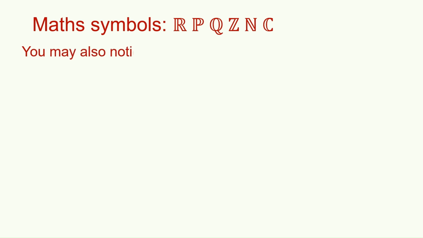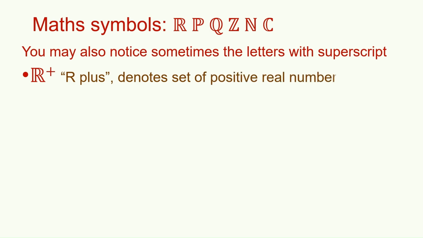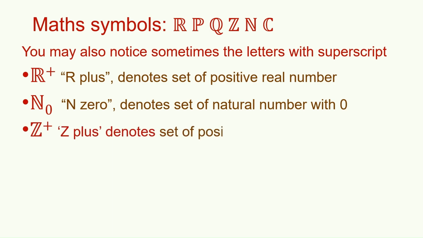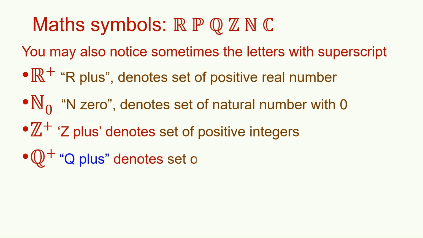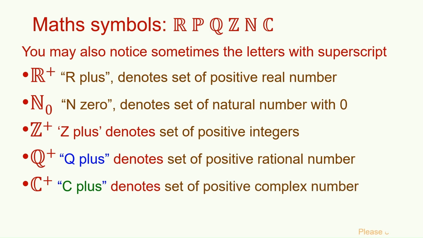You may also notice sometimes the Blackboard bold letters with superscript. Blackboard bold R with superscript plus, R plus, denotes set of positive real numbers. Blackboard bold N with subscript 0, N0, denotes set of natural numbers with 0. Blackboard bold Z with superscript plus, Z plus, denotes set of positive integers. Blackboard bold Q with superscript plus, Q plus, denotes set of positive rational numbers. Blackboard bold C with superscript plus, C plus, denotes set of positive complex numbers.